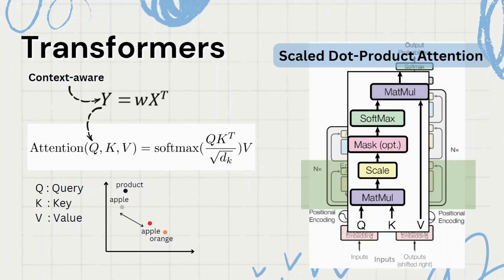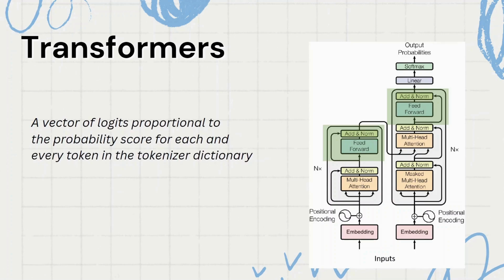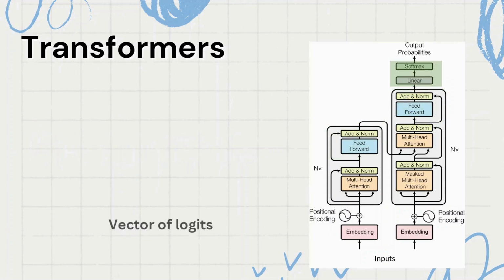Now once we have these attention vectors, they are then fed to the next component, which is the feed-forward network. These feed-forward networks simply output the vectors of logits that are proportional to the probability score for each and every token in the tokenizer dictionary. Now if you observe, in the encoder, the output of these feed-forward networks is again passed to the decoder part, which is passed through another multi-head attention component, which is then passed to another feed-forward network in the decoder network. Now, the final output of this feed-forward network is passed to the final layer, which is the Softmax layer.